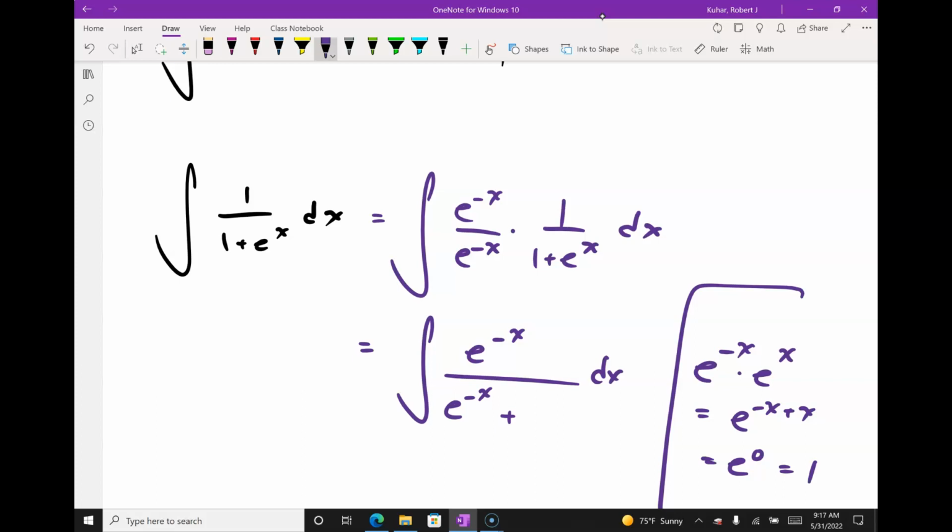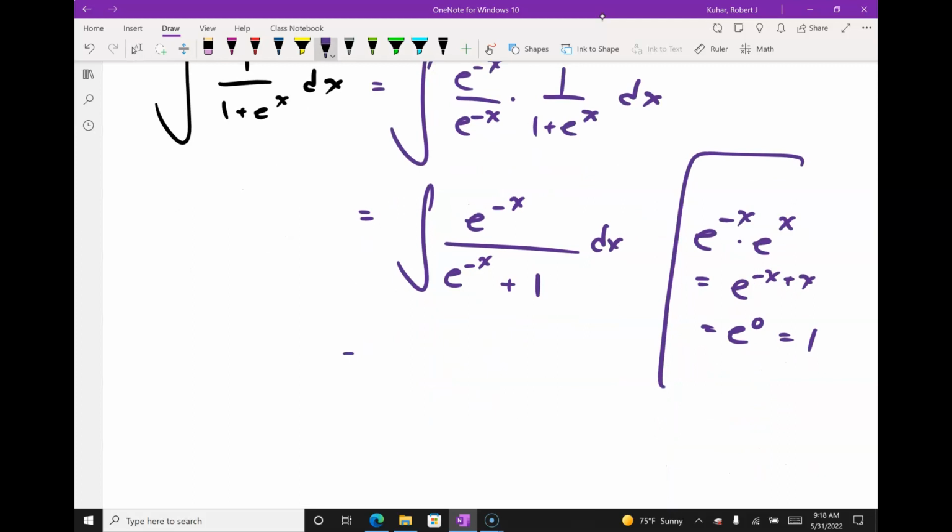Well, now there's an inside, but the inside is negative x. So you can see it's not going to change much. But I'm going to let u be the whole downstairs. So what's du? What's that derivative? It's an e, right? Almost negative e to the negative x. Negative e to the negative x dx, right?